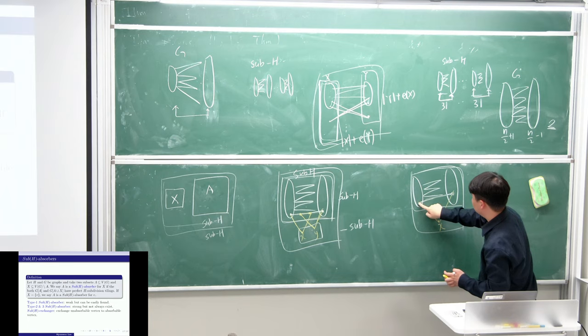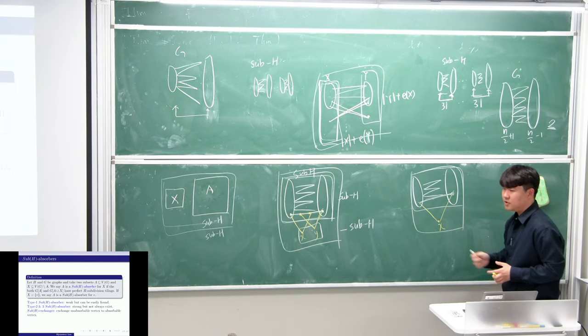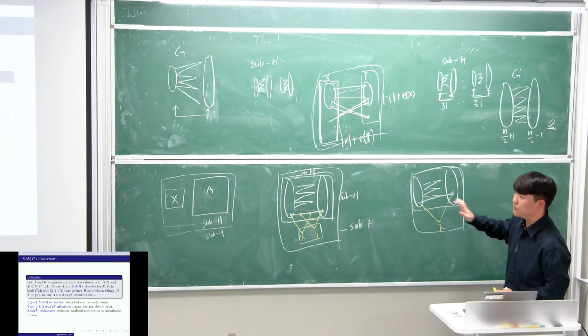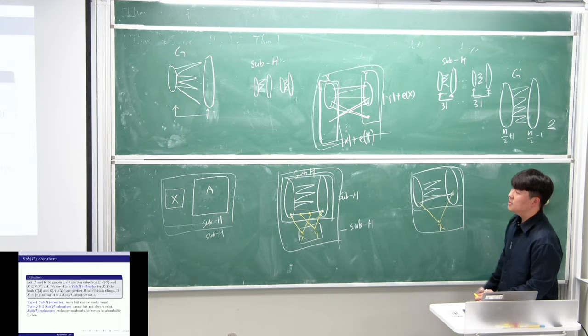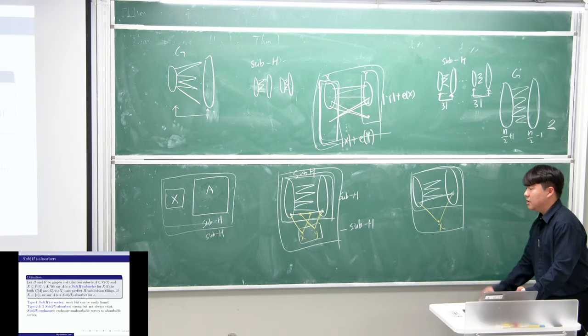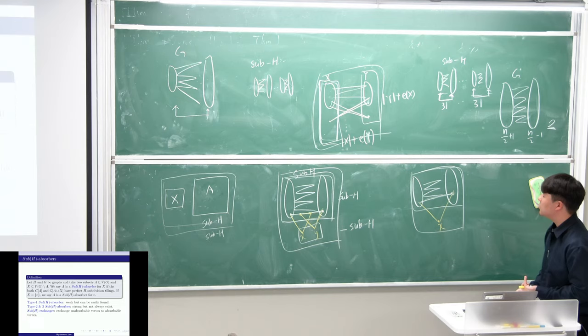So this is a type 2 subdivision, and as you can see, this type 2 subdivision can absorb a single vertex one by one, so it is very strong, but it contains a triangle. But in many cases, we have to deal with the case when our host graph is bipartite, so it does not contain a triangle. So type 2 sub-H absorber is very strong, but it does not always exist.